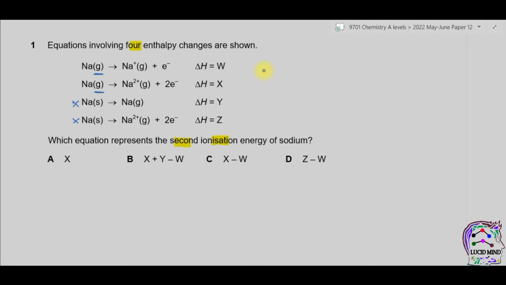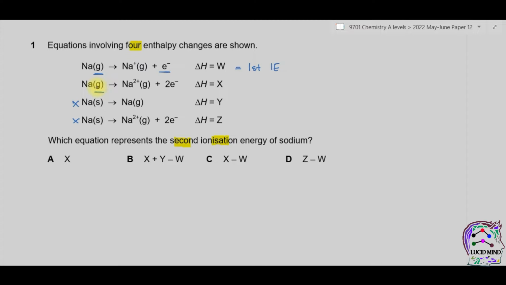Now for first ionization energy, 1 mole of electrons is removed from 1 mole of gaseous atoms to form 1 mole of positive ions. So this is first ionization energy. Now looking at the second ionization energy, we can see if 1 more electron is removed from an already positive ion, it will be second ionization energy. Now second ionization energy is not given.